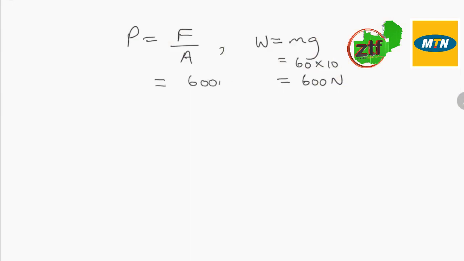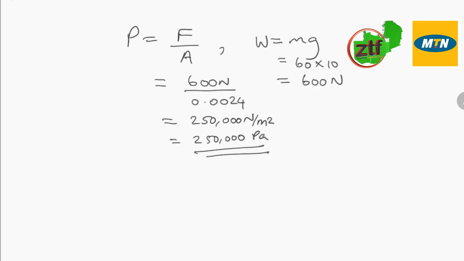600 newtons divided by 0.0024, so that we get the pressure as 250,000 newtons per square meter. That is the pressure, which can be equal to 250,000 pascals. That is the answer to that question.